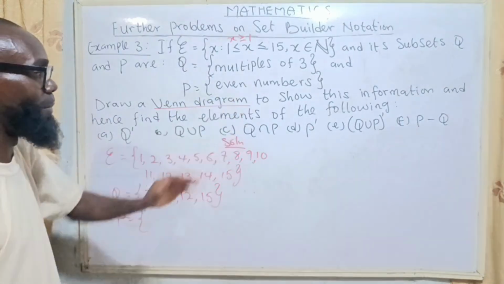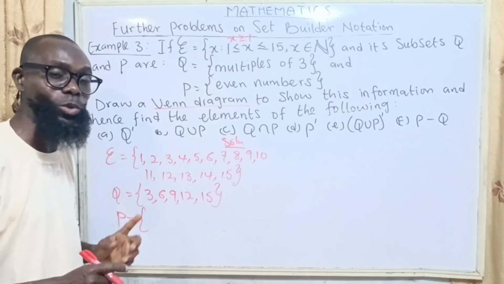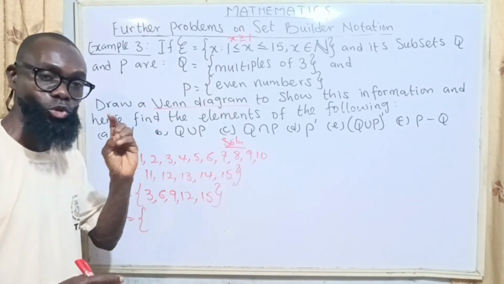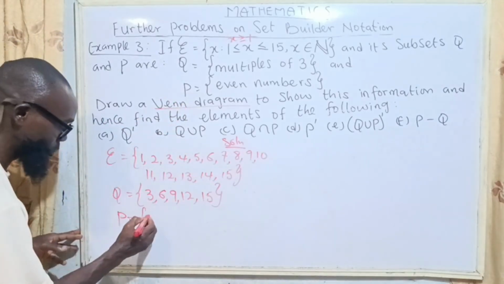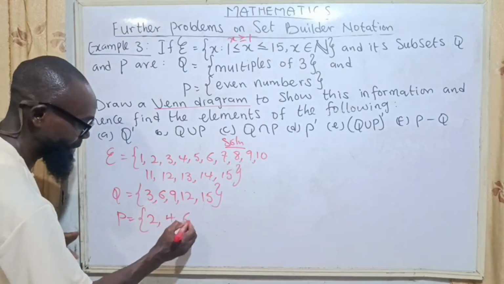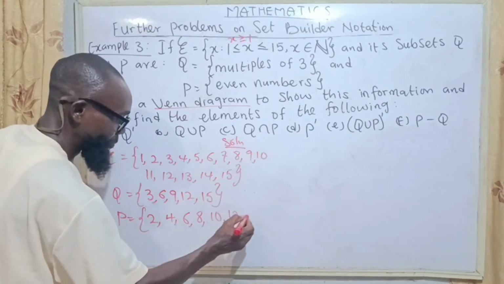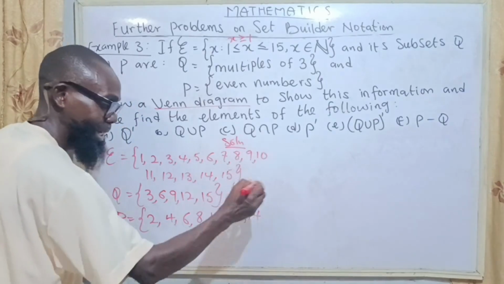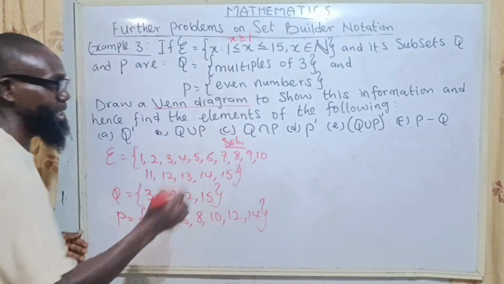P means even numbers. What are even numbers? Numbers that can be divided by 2 without a remainder. Starting from 2, and they'll be increasing by what? 2. When we start from 2, the next one is 4, followed by 6, followed by 8, followed by 10, followed by 12, followed by 14, followed by 16. But there's no 16 in the universal set. So you stop at 14.